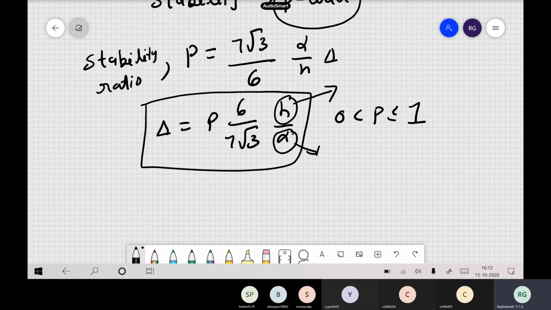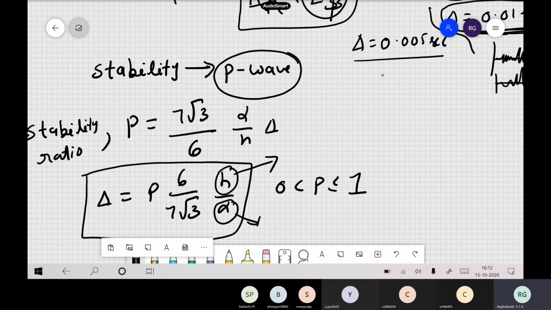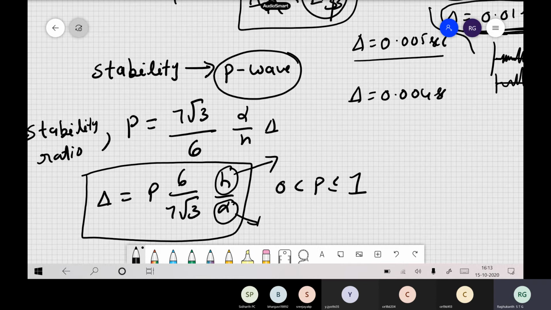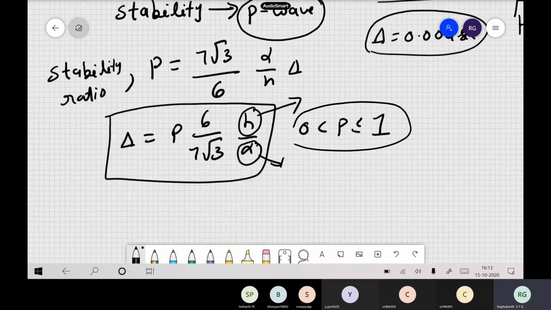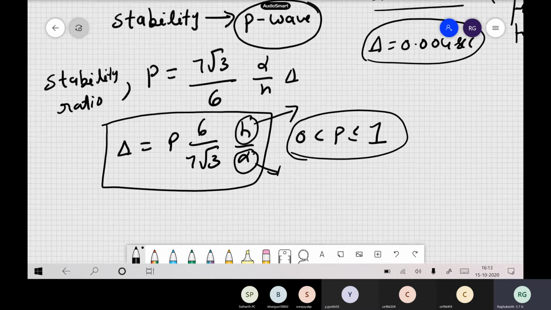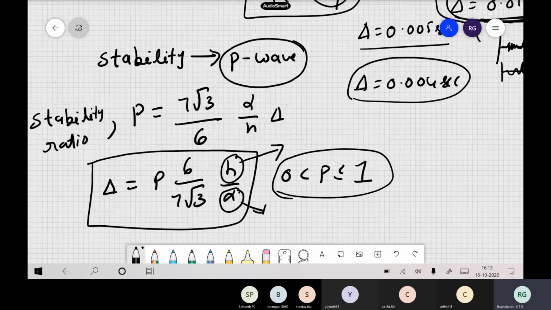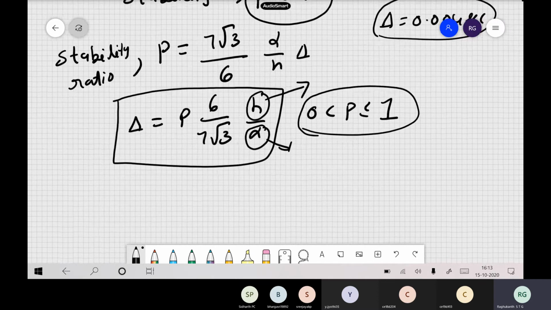What it means is, if you have a delta t of 0.005 seconds for the P wave, in simulations we take a slightly lower value. This is like a limit. If you take any delta t value more than this, you will get unstable solutions, so we take slightly less than this. That is what is controlled by p, the stability ratio. If p is 1, you are taking exactly 0.005 here. This is a very, very important thing in our numerical simulations.